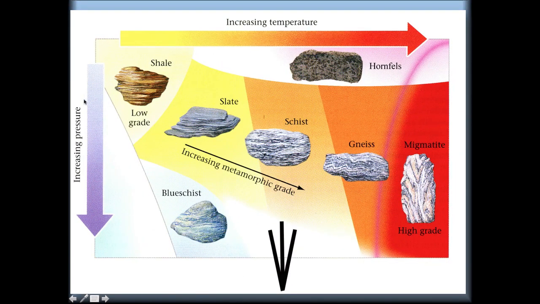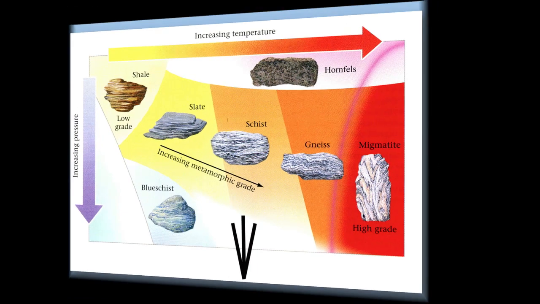Another diagram, another picture. This side over here in purple is increasing pressure. As more pressure is applied to the rock, this is increasing temperature. At first you've got a low-grade metamorphic rock called shale, then you have slate, then schist, then gneiss, and then of course high-grade, I think that's migmatite. I should have looked it up beforehand. But as you can see, increasing temperature and increasing pressure creates metamorphic rock.